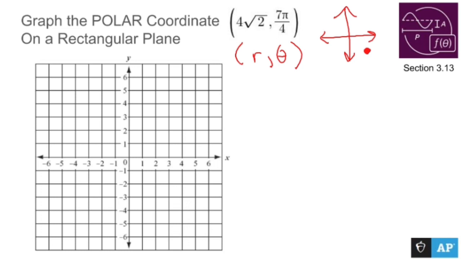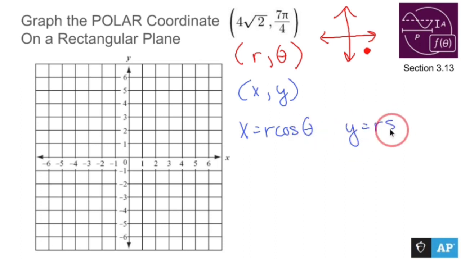Now I need to find it out. Rectangular coordinates are x, y coordinates. And when you first learn about the unit circle, especially where the radius is not 1, you learn that x is going to equal r cos theta, and y is going to equal r sine theta. So now it's a matter of taking this information that you already know, plugging it into these two equations, and using unit circle information to figure out the rest.